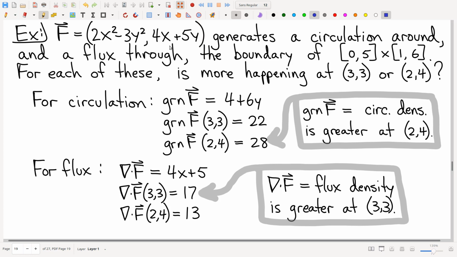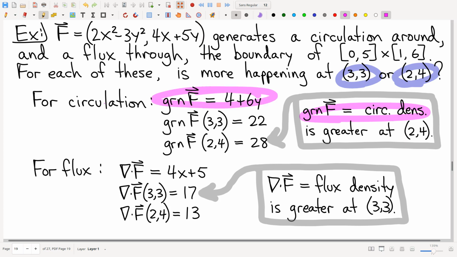What we can say, though, is if I'm interested in comparing these 2 points, both inside of our rectangle, and I want to know where is there more circulation happening, I don't have to be able to draw a picture. I don't have to visualize little leaves and how they're spinning or not spinning. I can just plug those into the appropriate density. Green's operator is circulation density. If you want to understand how things are circulating, just plug those points into Green's operator and see which one's bigger.